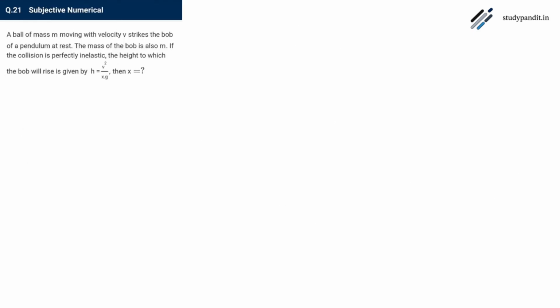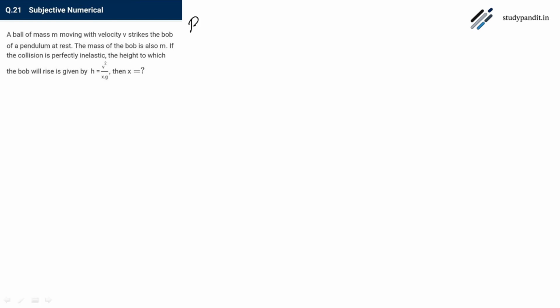Moving on to the next question. A ball of mass m moving with velocity v strikes the bob of a pendulum at rest. The mass of the bob is also m. If the collision is perfectly inelastic, the height to which the bob will rise is given by h equals v square by x dot g, then x equals to.